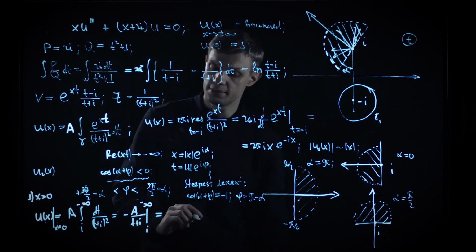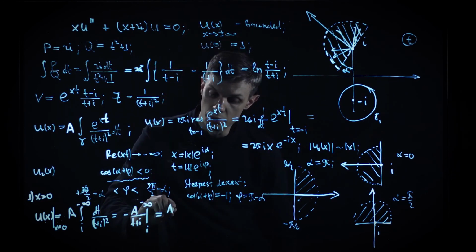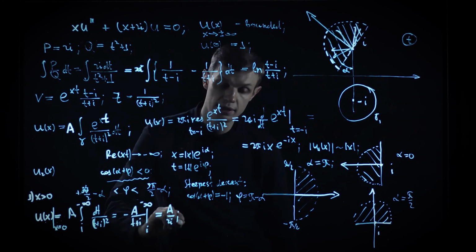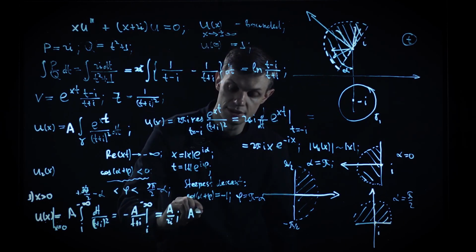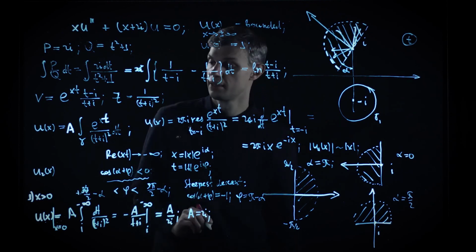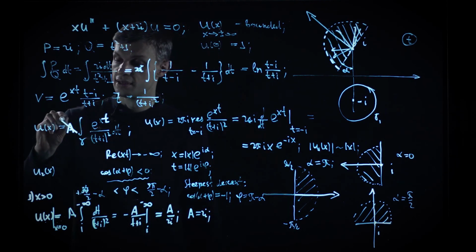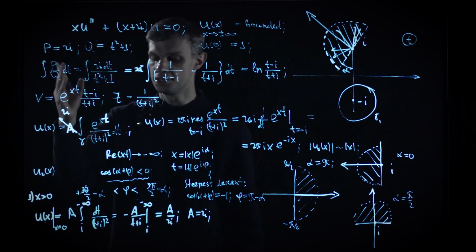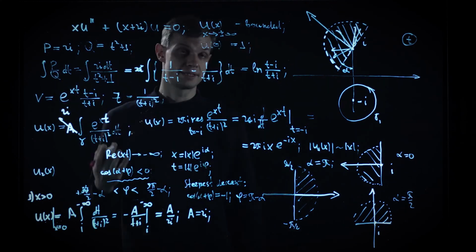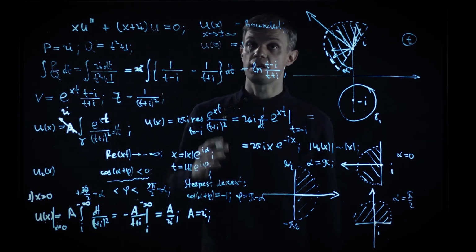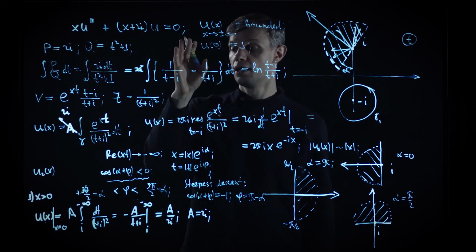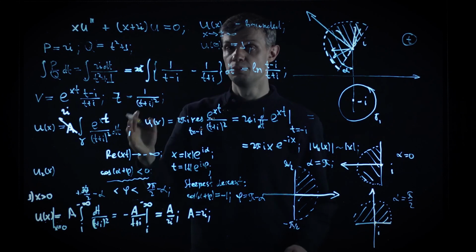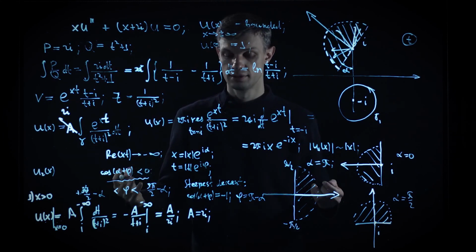So the integral is simply a over 2I. And hence, the constant a is simply 2I. So we fixed the normalization constant for our solution. And our next and final step is to check if the first condition is satisfied, namely that u of x is bounded at large positive and negative values of x.